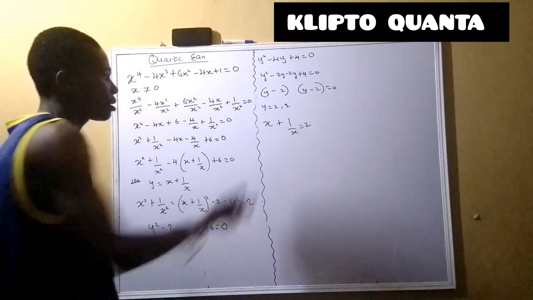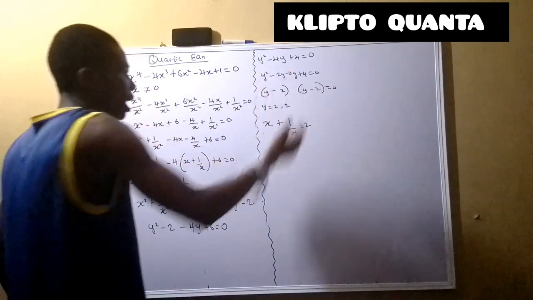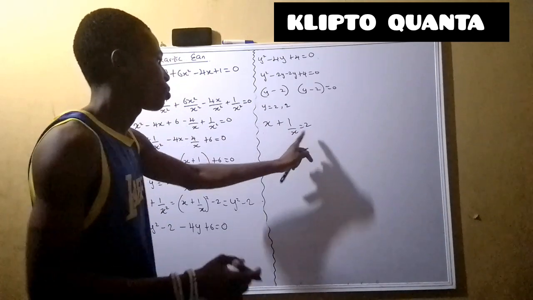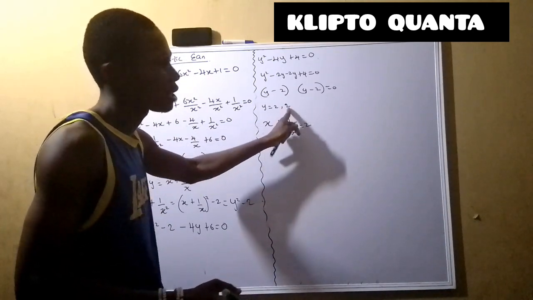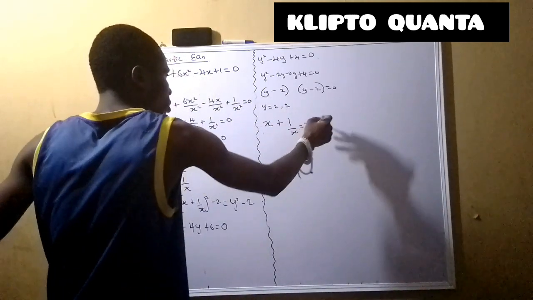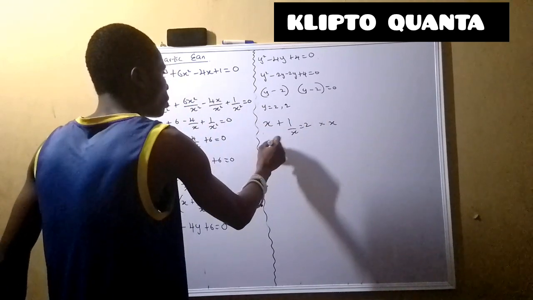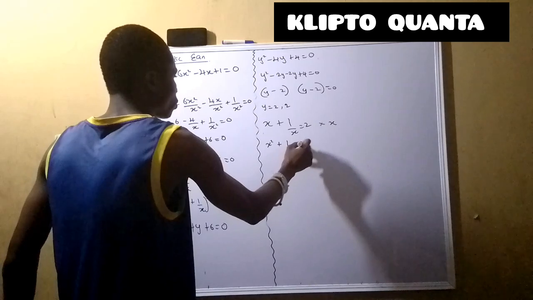Are you getting what I'm saying? Since it is the same method I will use for both of them, I don't need to use x plus 1 over x equals 2 again. Let me just solve it once. Whatever I get here will be the same answer I will get for this one 2 times. So if I multiply everything by x, x squared plus 1 equals 2x.